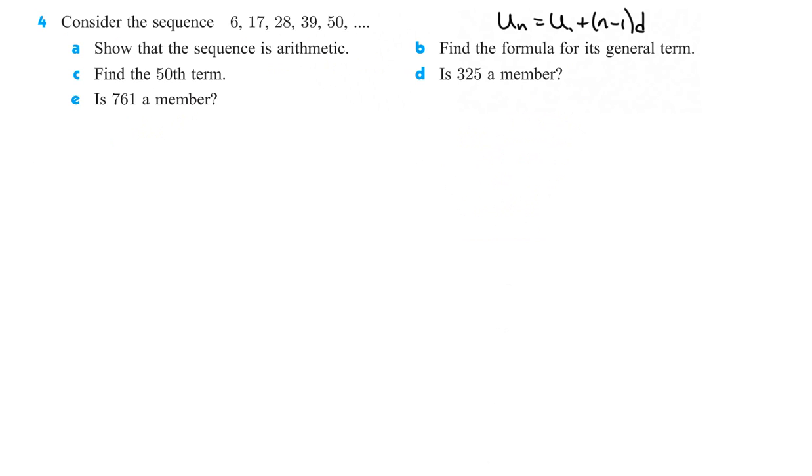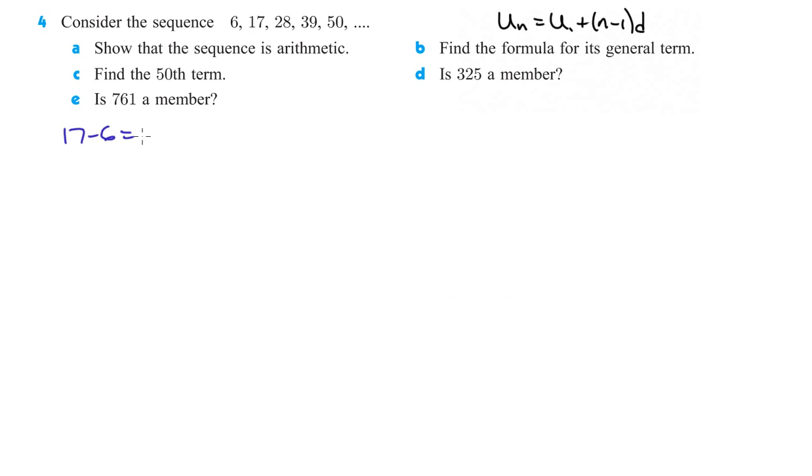All right, let's take a look at number 4. Consider this sequence. Show that the sequence is arithmetic, okay? Now, what you want to do to show that the sequence is arithmetic, you got to show that the difference is the same each time, and you got to do it at least 3 times. Okay, so we would do this.